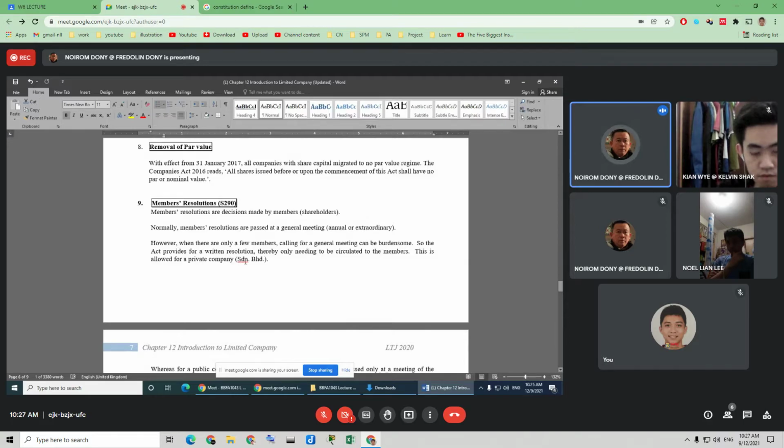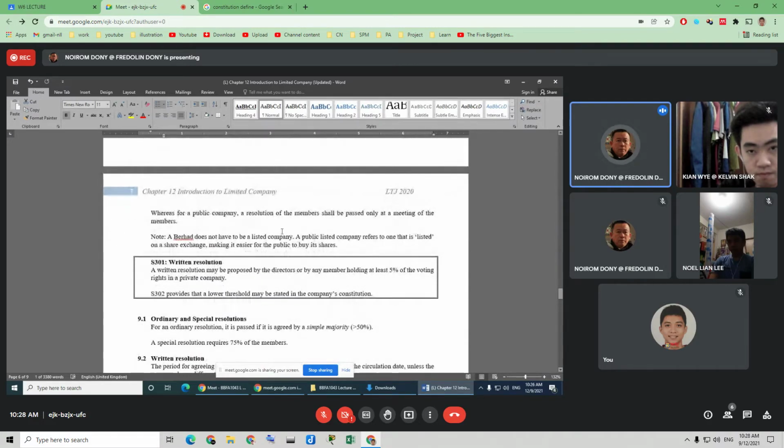However, when there are only a few members, calling for a general meeting can be burdensome. So the Act provides for a written resolution, which only needs to be circulated to the members. This is allowed for a private company. Because sometimes not all the members come, so there is not enough quorum. So what they have to do is circulate it in written form, and they do the voting using that circulated form. Okay, so this is allowed for private companies. So whatever decision is made through that is known as a members' resolution.